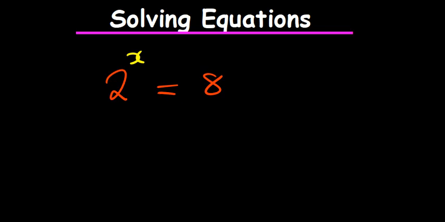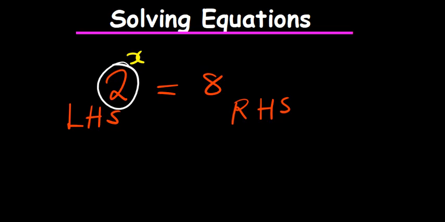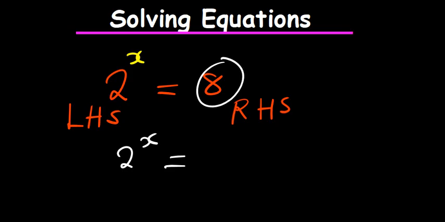Every time they give you such an equation, make the bases on all the sides the same. So this is our left hand side, and this is our right hand side. Which base can we make common on both sides? We can only make the base 2 on both sides. So I'm going to have 2 to the power x on my left hand side. When I come to my right hand side, how can I write this in terms of 2?